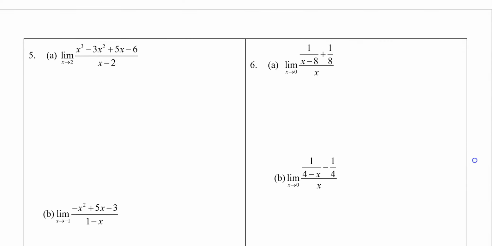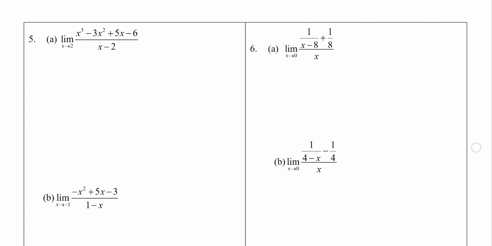Alright, 5a. Again, direct substitution is not going to work, because 2 take away 2, I'm going to get undefined on the bottom. Since I have a polynomial here, I'm going to factor this, but factor by grouping is not going to work. It's not a standard trinomial, but we talked about in class that we can kind of cheat because we know what we're trying to get.